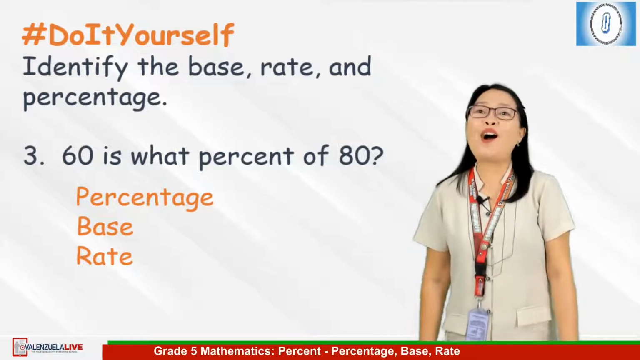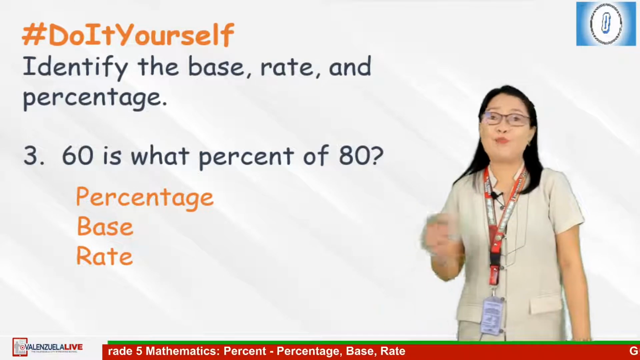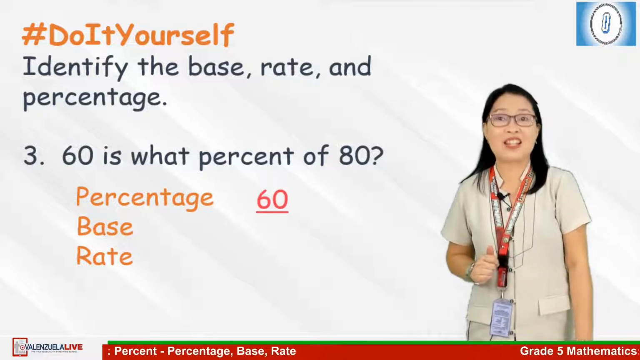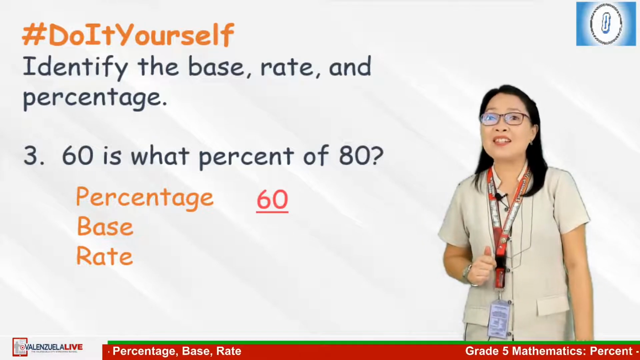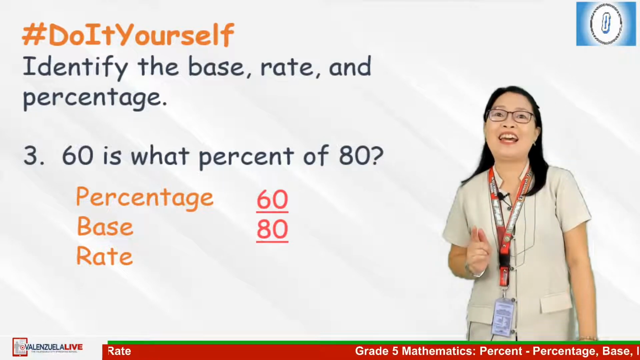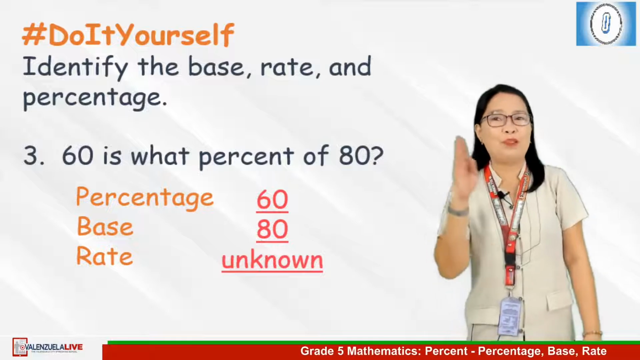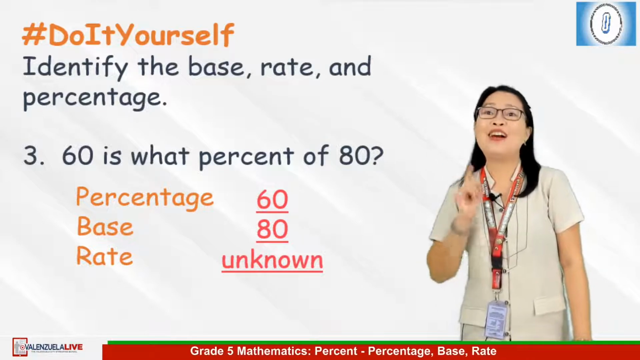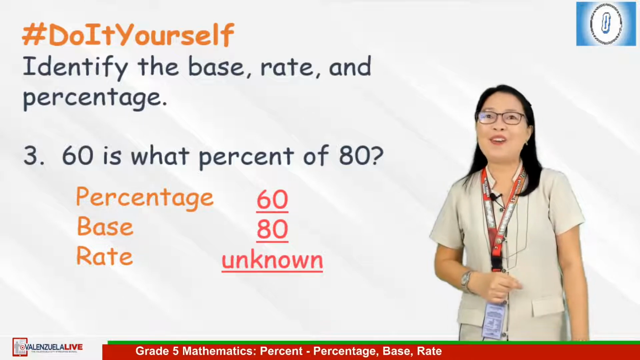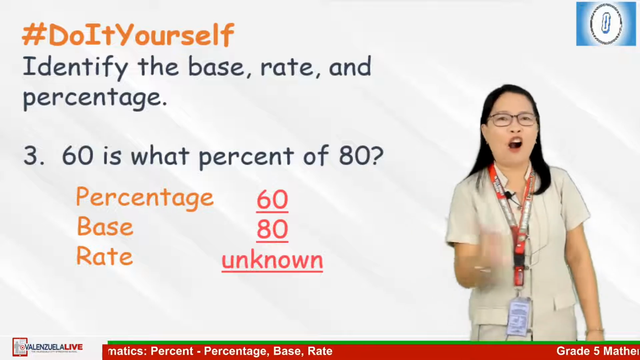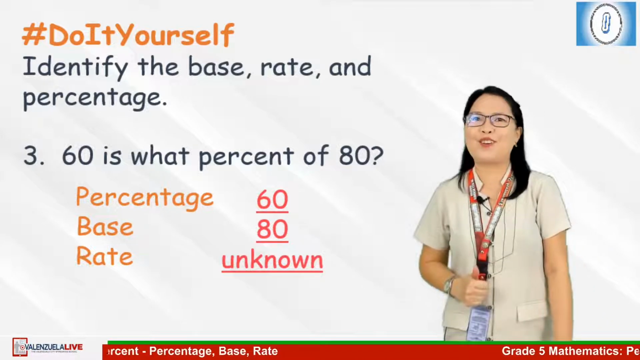Okay, so let's check your answer again. So be honest. The percentage here is 60. The base is 80. And the rate is unknown. Because the question is 60 is what percent of 80? So rate is unknown. Okay, you're all amazing grade 5 learners. I hope you get a perfect score.